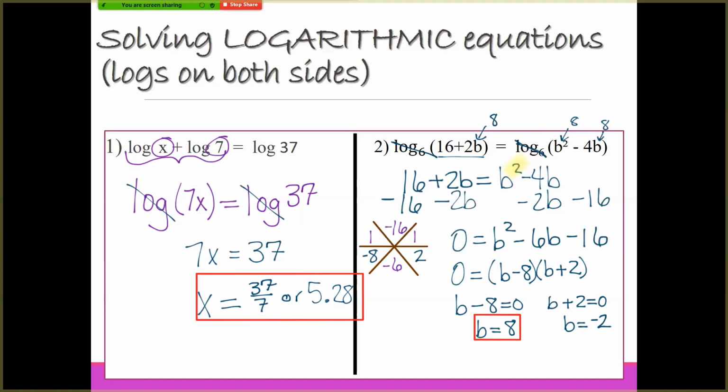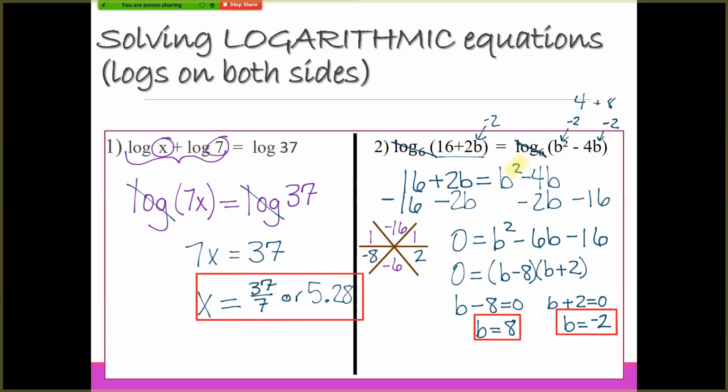And then we're going to go check negative 2. So same process for negative 2. I'm going to plug negative 2 in for b in my parentheses to make sure I don't get a negative. So 16 plus 2 times negative 2, that's 16 minus 4, which is 12. So the first set of parentheses is okay. Then I'm going to check it in the second set of parentheses. So here, b squared, I'm going to take negative 2 squared, which gives me 4. Negative 4 times negative 2 is positive 8. 4 plus 8 is 12, so it also works as well.